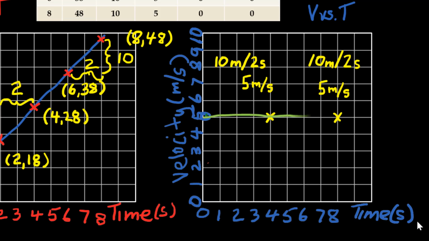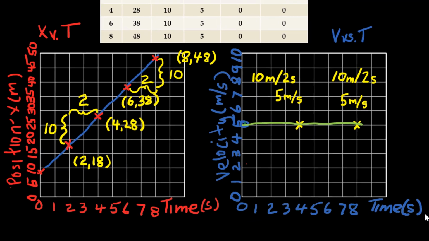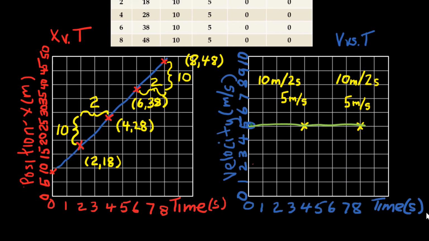Let's go and put a best fit line through that. And so we've produced the same looking velocity versus time graph by interpreting the position versus time graph as we did when we were looking at the table of data.